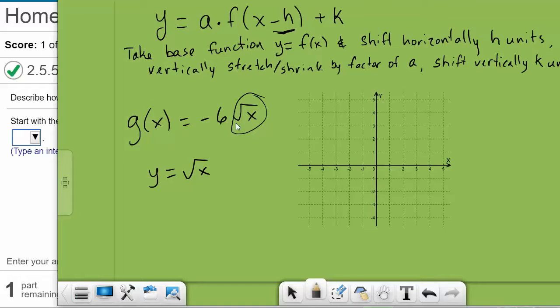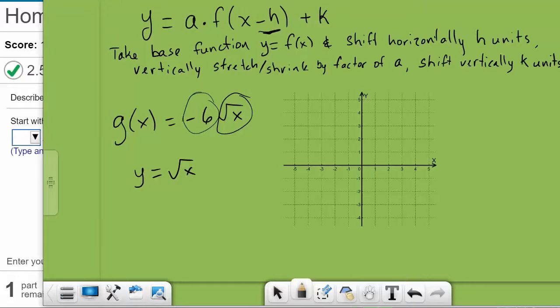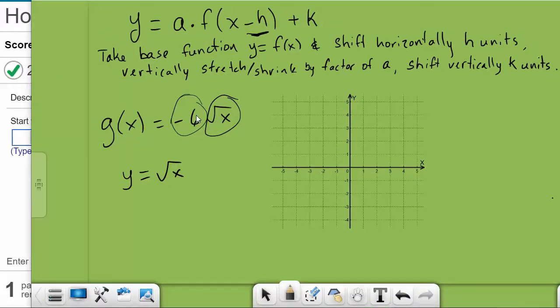And the only thing that's happening is we have this a. A is 6. Well, it's -6. The negative is actually a reflection. So I told you I'd talk about that later. So here we go. The negative part is a reflection over the x-axis. It's acting on y, so it reflects over the x-axis. And the 6 is a vertical stretch.